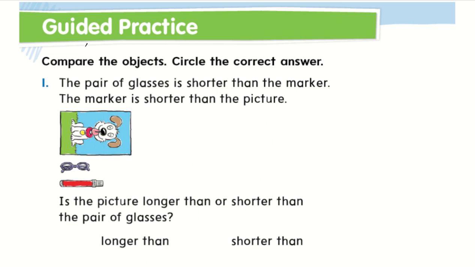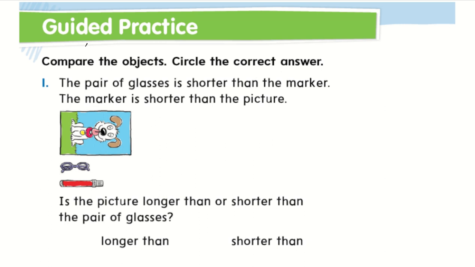Now, what we're going to do is compare these objects. We're going to circle the correct answer here. The pair of glasses is shorter than the marker. The marker is shorter than the picture. Is the picture longer than or shorter than the pair of glasses?